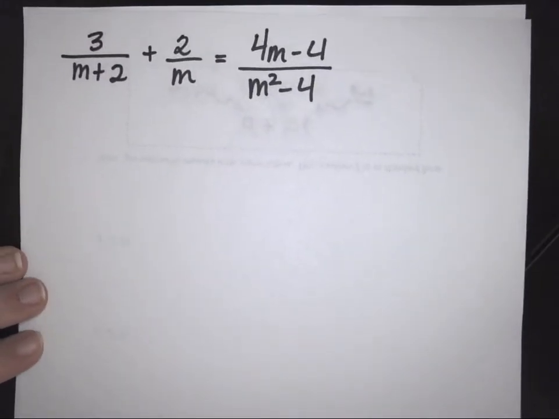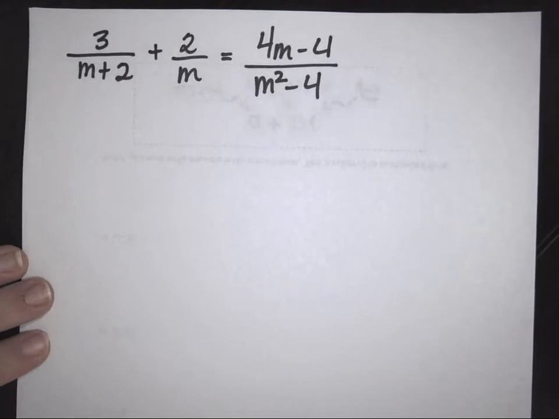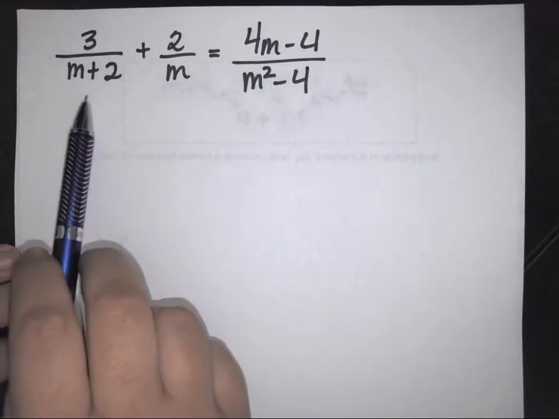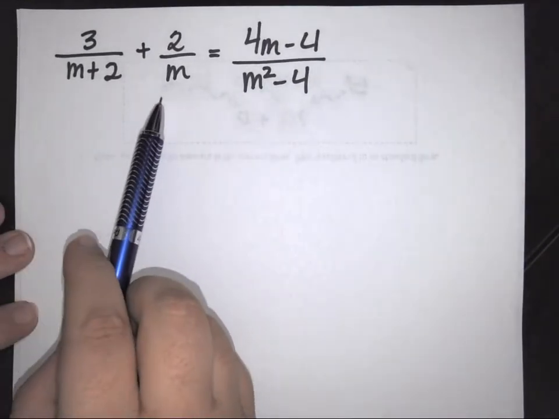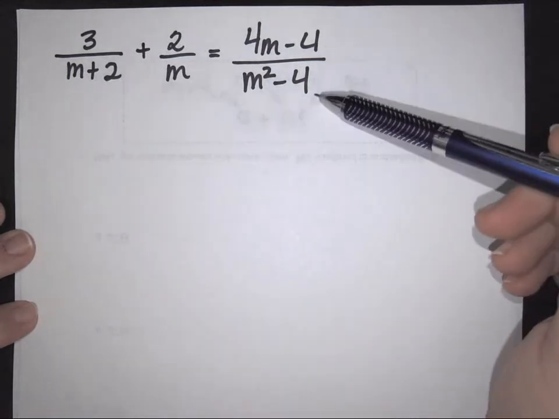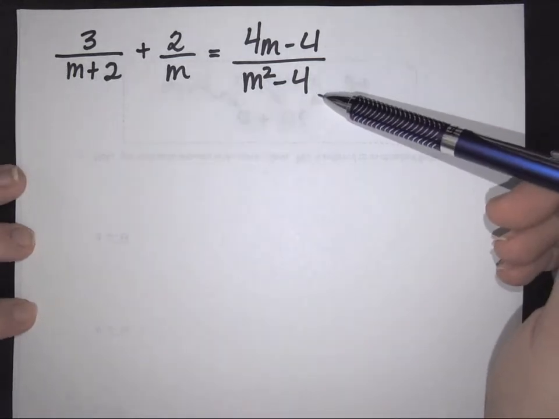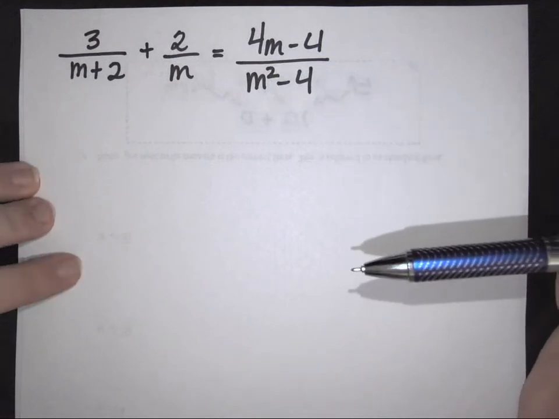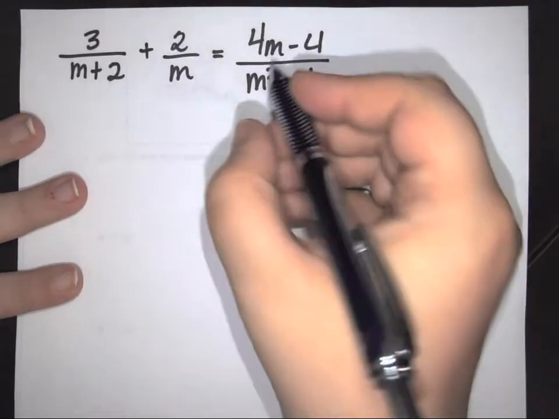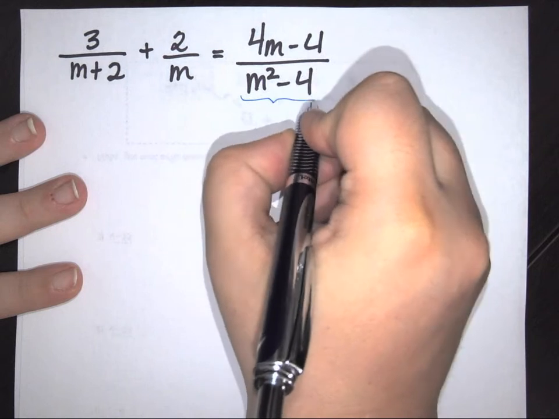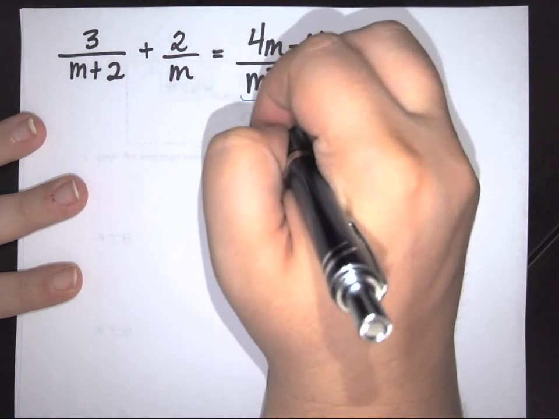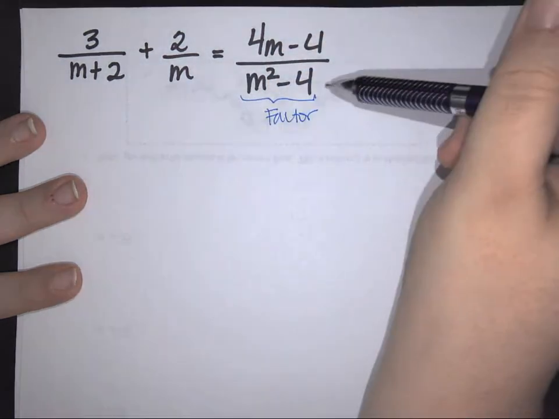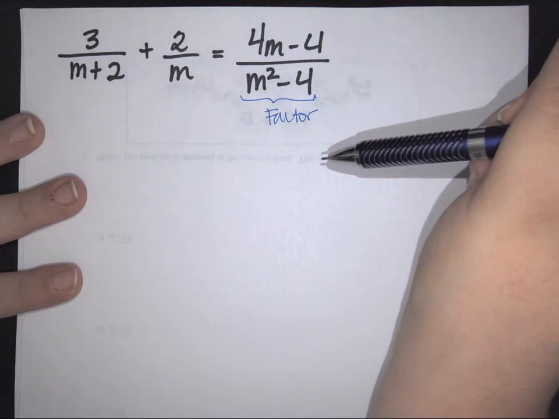So let's look at an example here. I have 3 over m plus 2 over m equals 4m minus 4 over m squared minus 4. So the first thing that we have to do is find a common denominator. And before I get there, I have to factor my m squared minus 4 part down into its pieces.